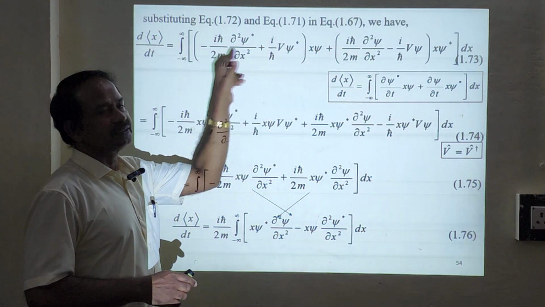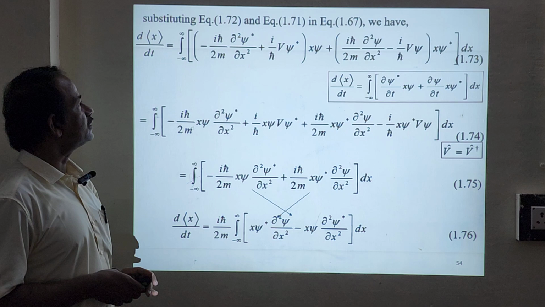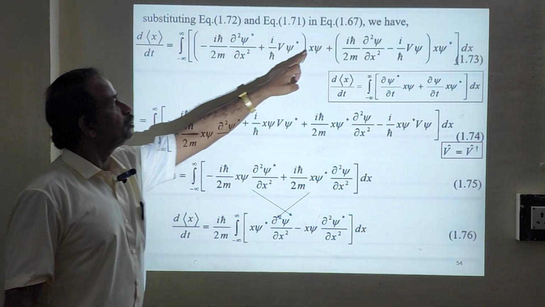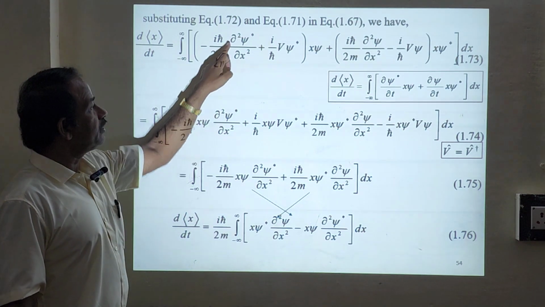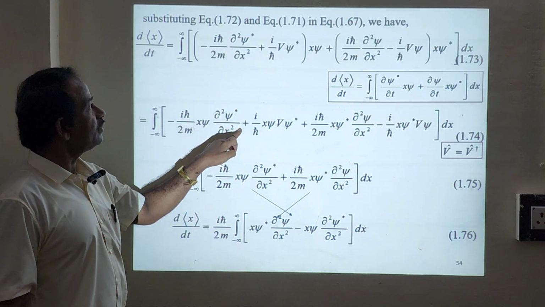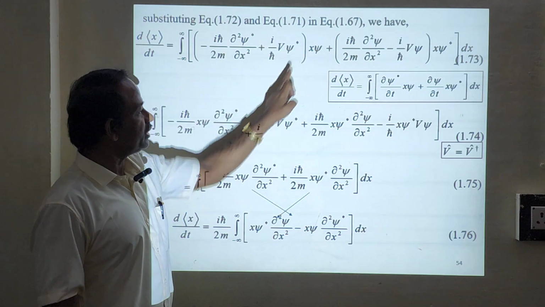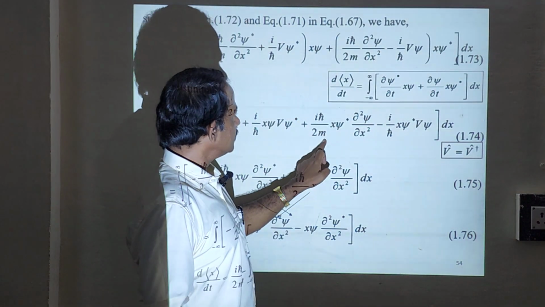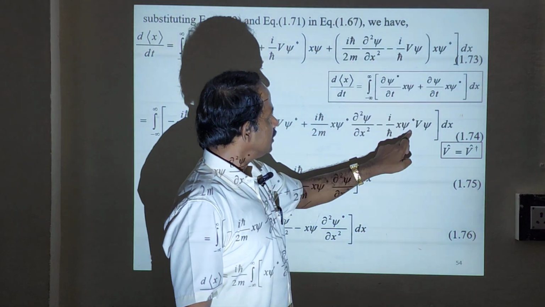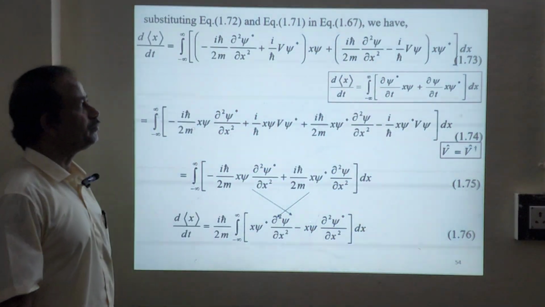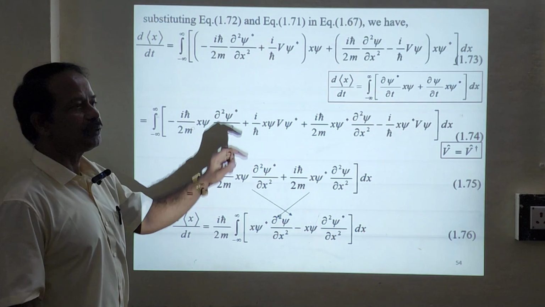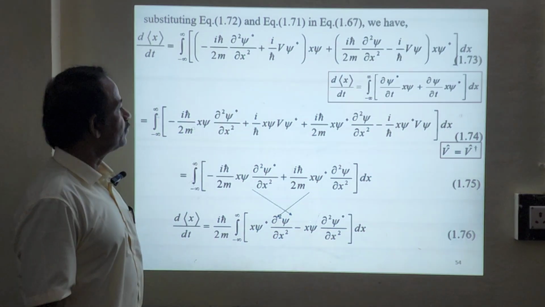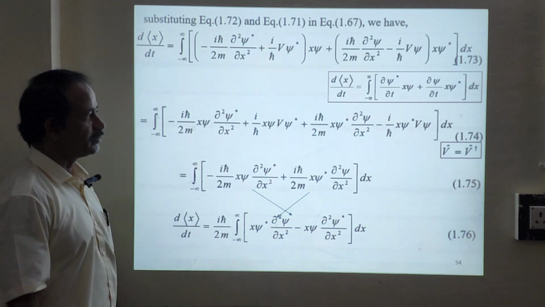Now you multiply this term inside. So it will give you minus i h cross by 2m, you have psi, so psi d squared psi star by dx squared, plus this term multiplied by this term. Again you multiply this term with this term, you will get this term and you will have this term. Is it okay? 1.74, you multiply psi inside, that's all. So you have 4 terms now.